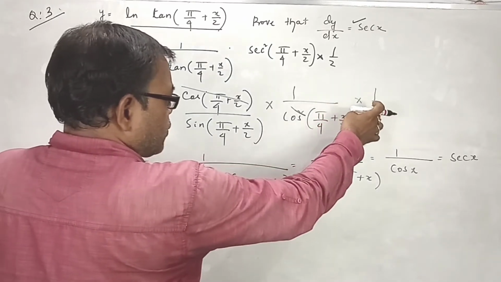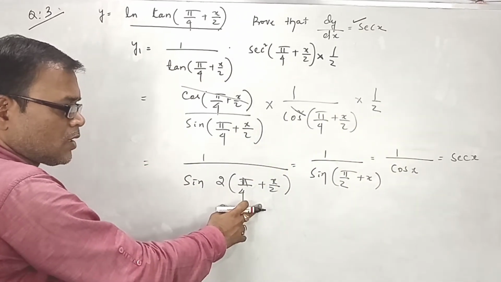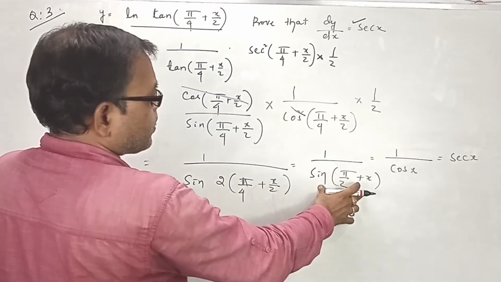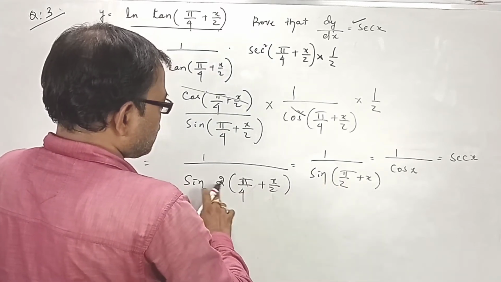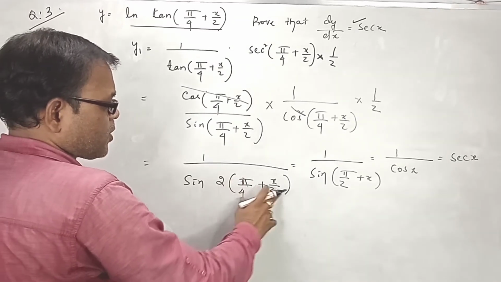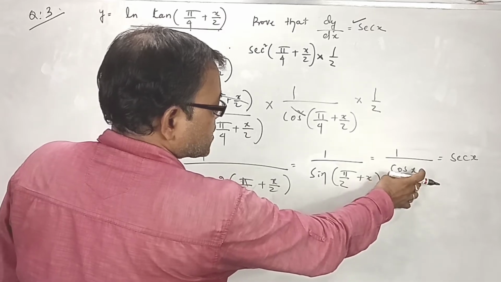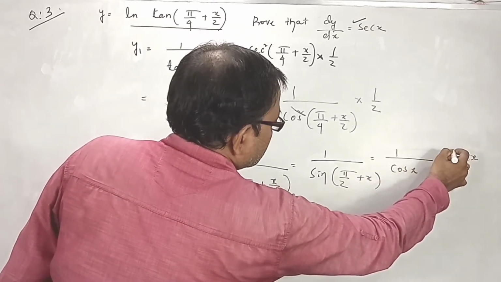That is 1 by 2 into sin A into cos A, or 1 by sin 2A. So this is sin 2A. So that is sin of 2 into pi by 4 plus x by 2. 2 into pi by 4 plus x by 2 is pi by 2 plus x. Sin of pi by 2 plus x is cos x. So 1 by cos x is equal to sec x.